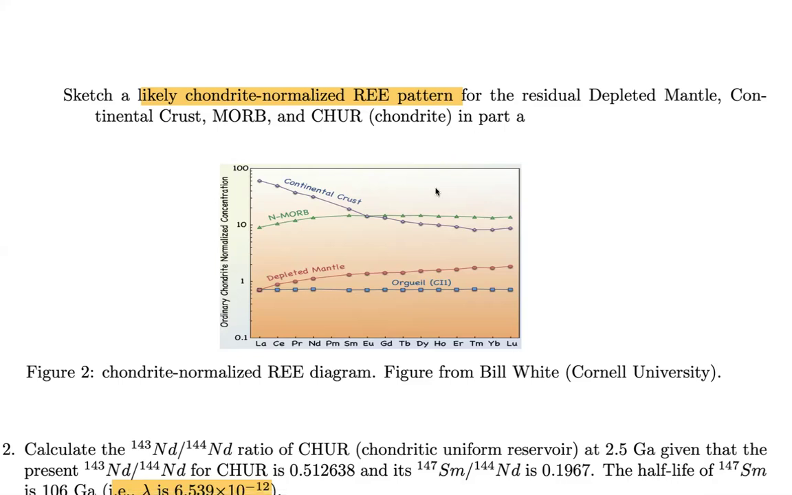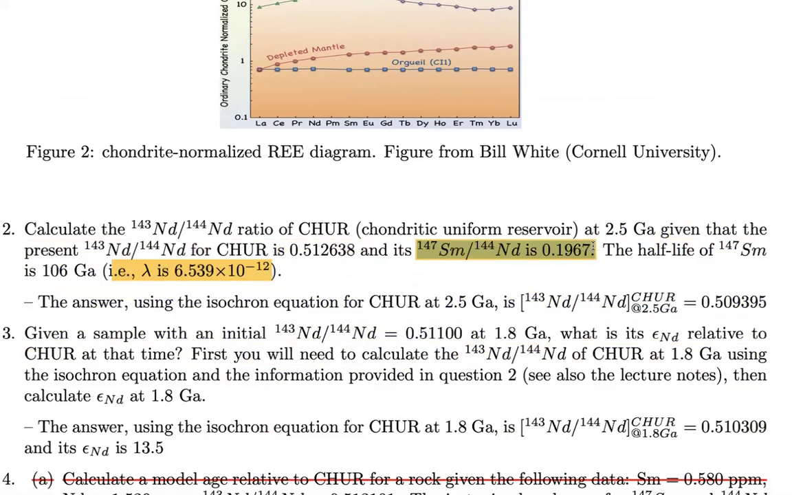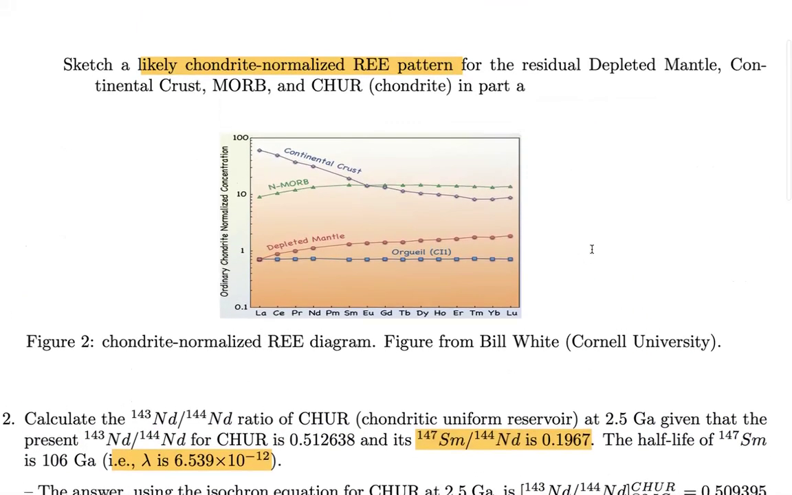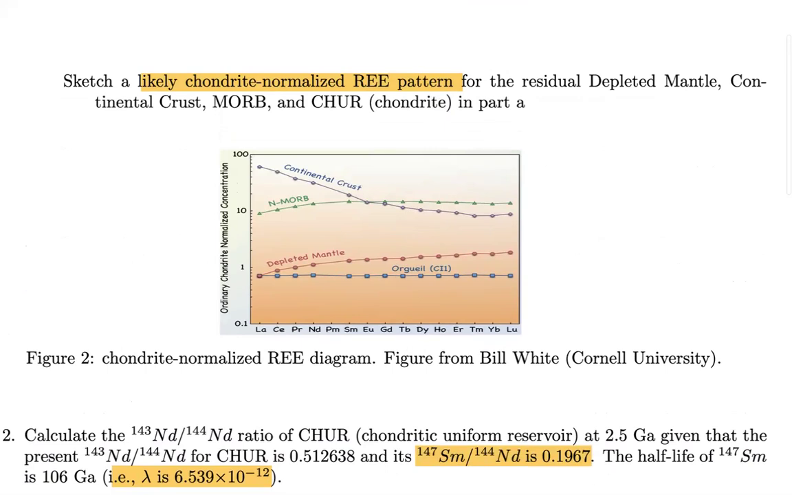If in case you are not given the samarium neodymium ratio, what would you do? For example, 147 samarium, 144 neodymium, ratio is 1967. That is also measurable, but as I said, sometimes you have to have precise elemental data to calculate it and cross check whether the machine-given value is correct or not, right? So that is also important to cross check.